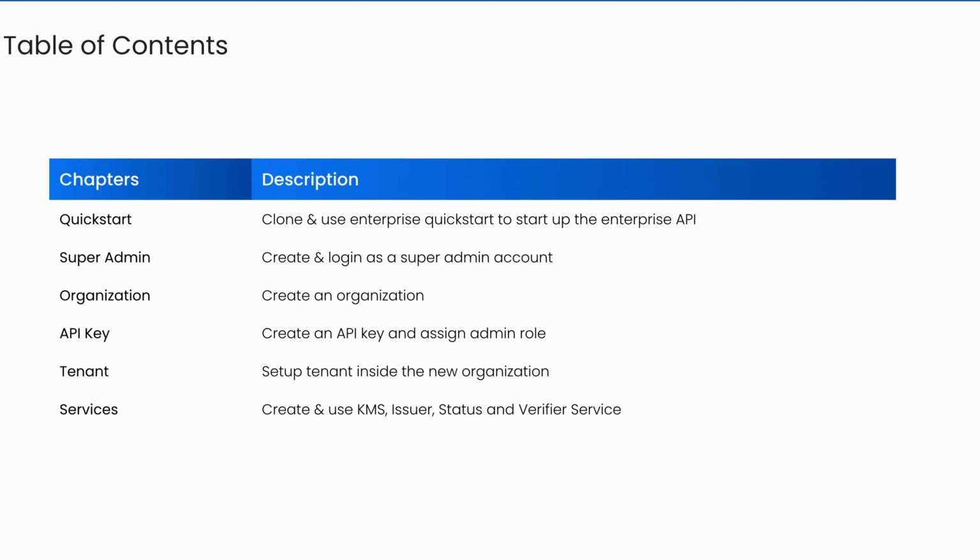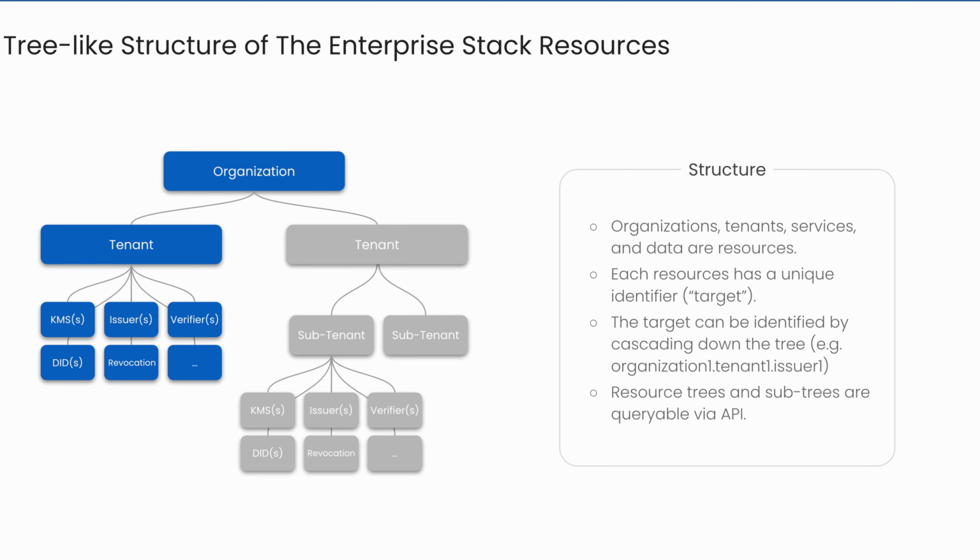Next to the Enterprise API, in this video I have set up on my local machine a Wallet API with a front end, so we can actually see how the issued credential looks from a holder perspective. Here we see a tree-like structure of the different resources we will be creating in the upcoming sections. Let's now go over and start with the Quickstart guide.